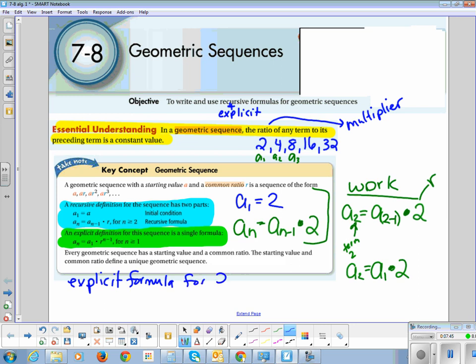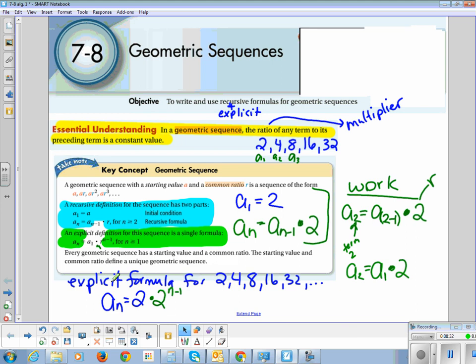for my sequence, I would first have to know what my first term is. That's this guy right here, a sub 1, and we know that it is the number 2. And then I'm going to multiply that by our common ratio, which was 2, multiplied by 2 every time, and then I've got n minus 1 up here as an exponent.